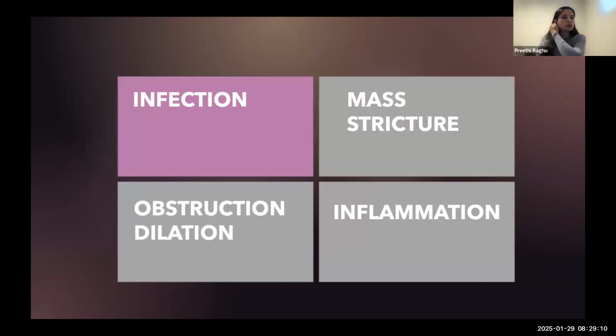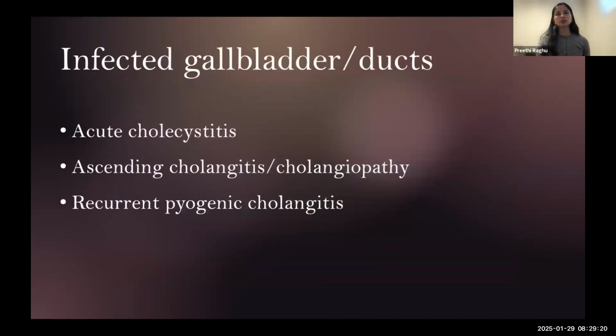Okay, so that was really one of our top reasons that we get imaging, the obstruction and dilation question. But for the rest of this talk, I'll just do a quick run through of these other topics. So infection of the gallbladder and ducts, which we see with cholecystitis, cholangitis, and recurrent pyogenic cholangitis, is kind of its own special category.